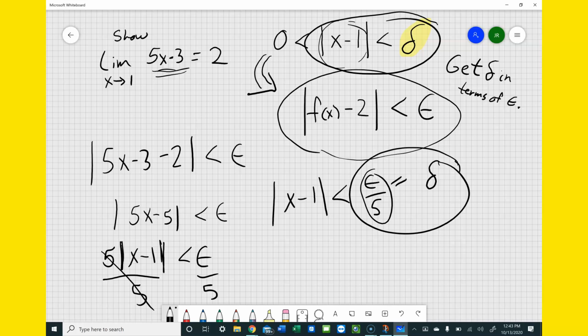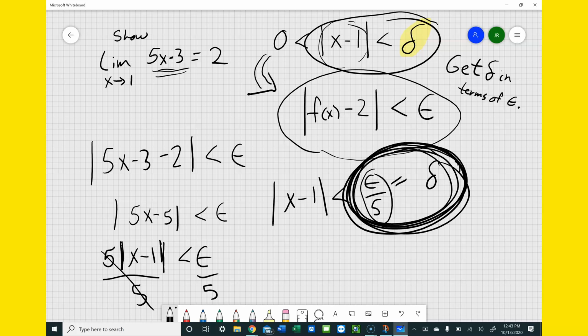Whatever epsilon that joker gives us, we now have a delta that will answer it in terms of the question he asked. So if he says, get it to within a millionth, then it's just a millionth over 5. And now it's in the abstract. The good thing about abstraction is it proves things for any case.